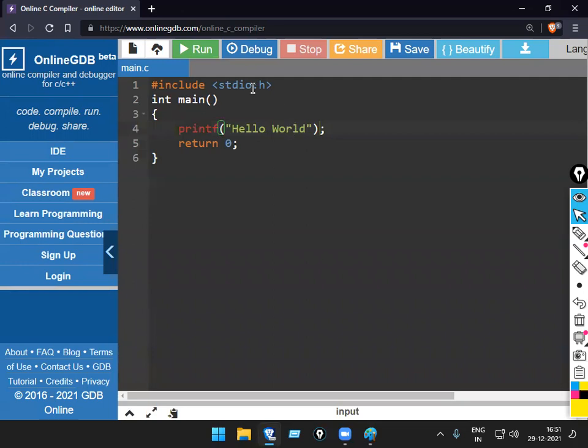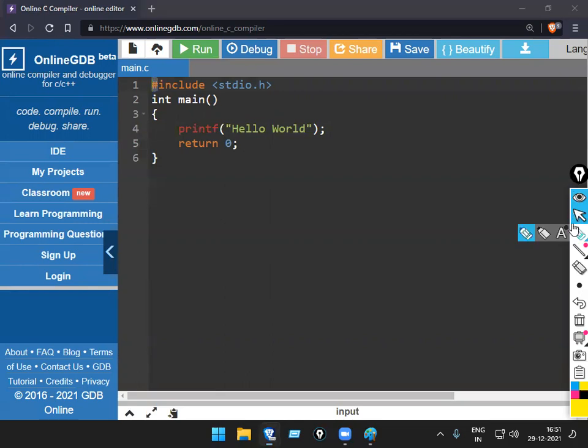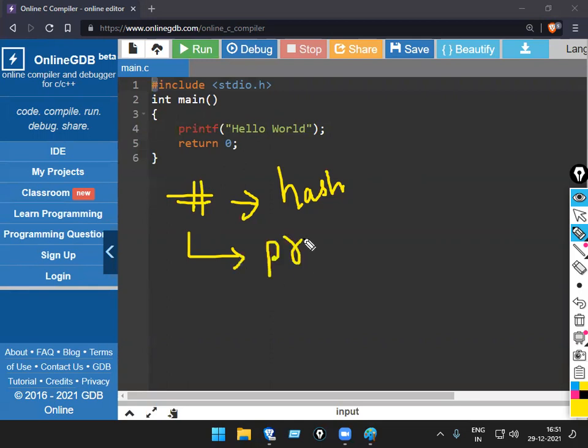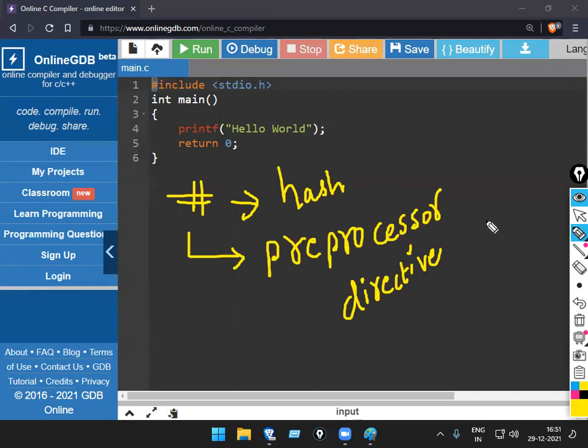In the C language, my program compulsorily has to start with what? Hash. This is called hash. In the C language it is called a pre-processor directive. What will it do?